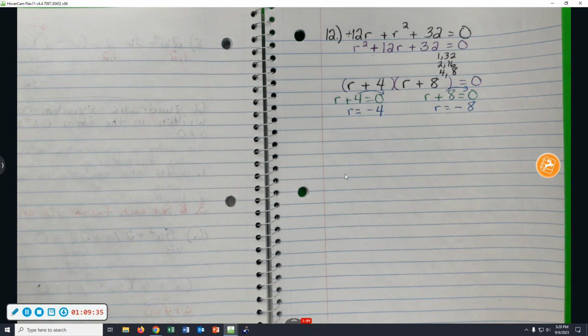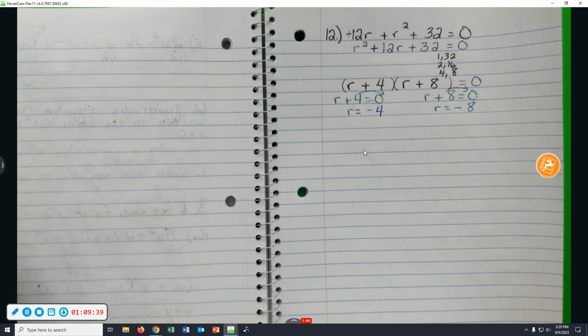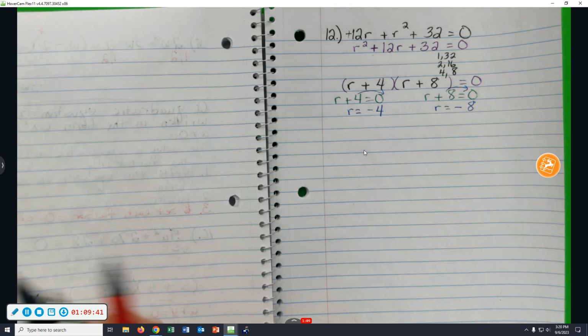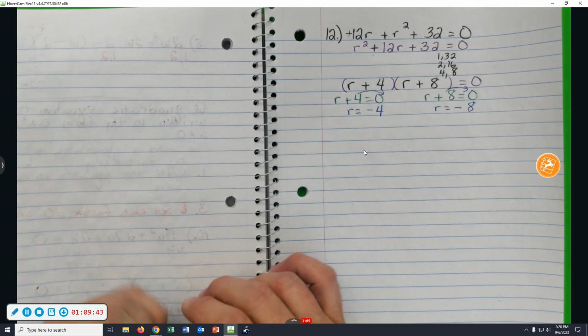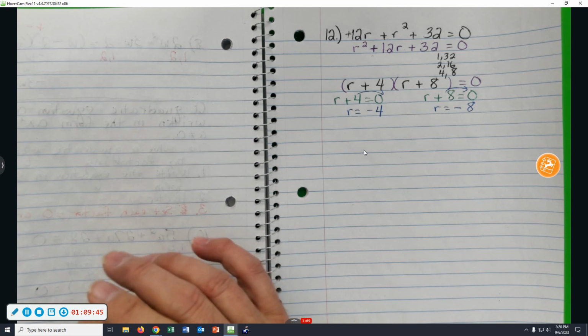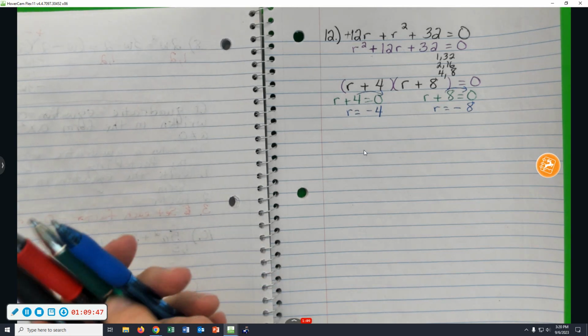You don't have to show every step I do. Your goal is to get the right answer quickly without using photo math or artificial intelligence. That's AI, by the way.